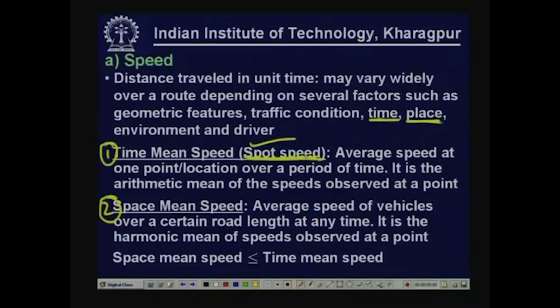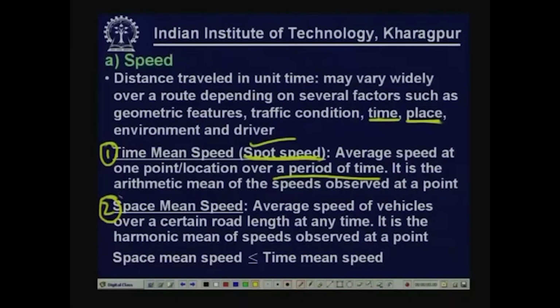Now, time mean speed is the average speed at one point or location over a period of time. It is carefully observed; it is time mean. That means we are averaging it over time, at a place. So, it is measured at a point or at a fixed location, over a period of time, and we take the average of that. So, it is the average speed at one point or location over a period of time. You will see that it is the arithmetic mean of the speeds observed at a point.